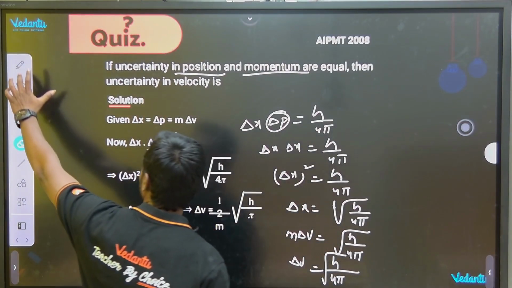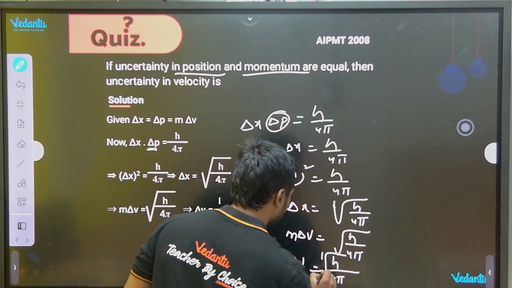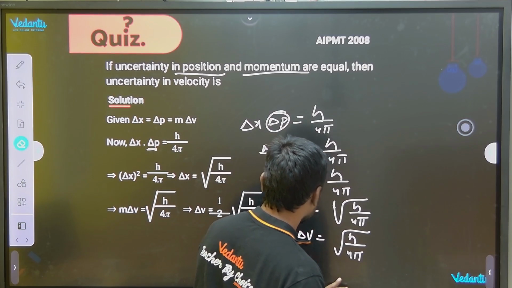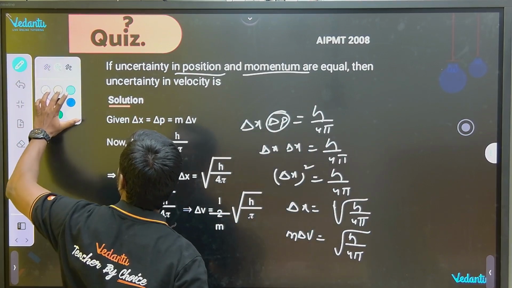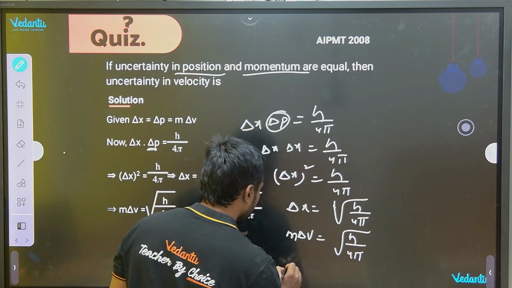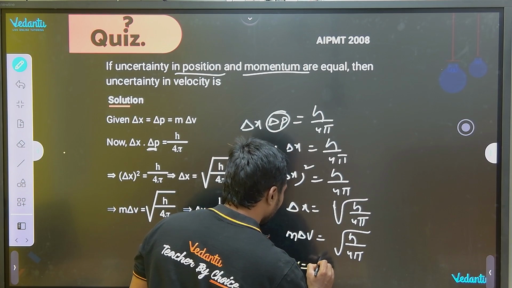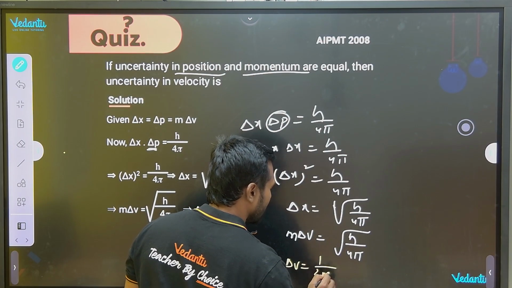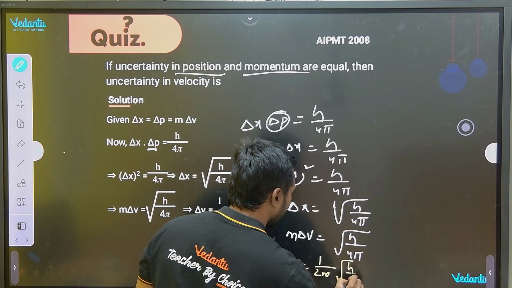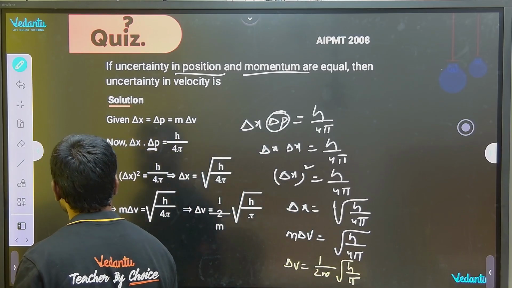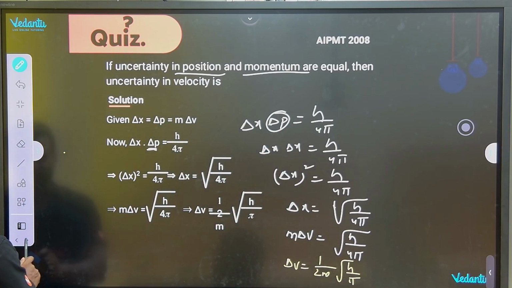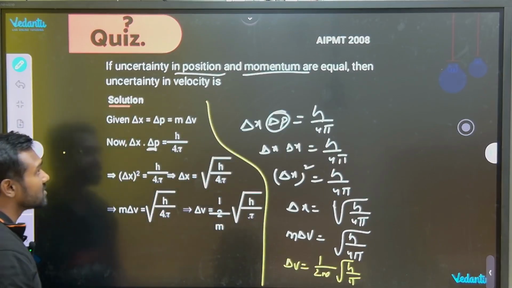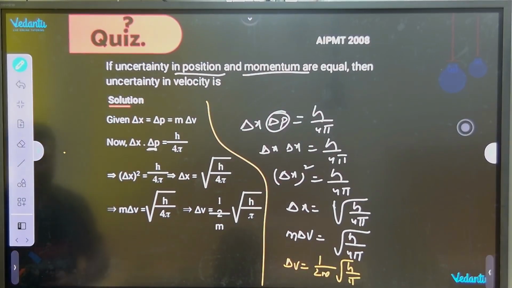m will come outside, that is 1 by m. So delta v is equal to 1 by m, and root 4 will become 2, and h by pi. Next simple question. This is also a question from long back, All India Pre-Medical Test.